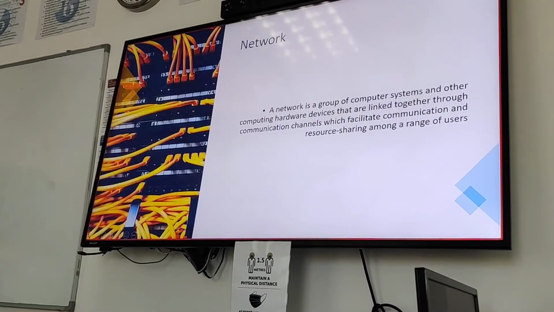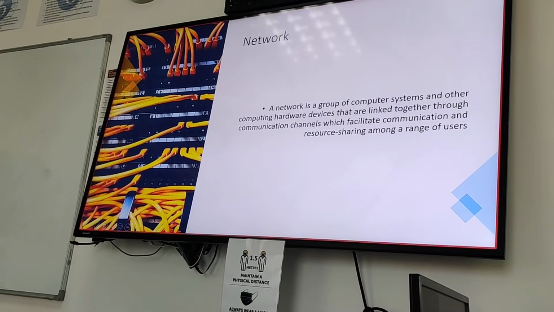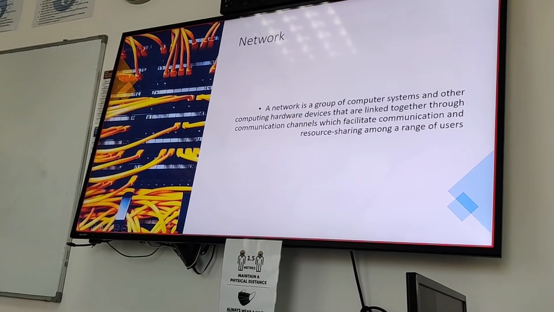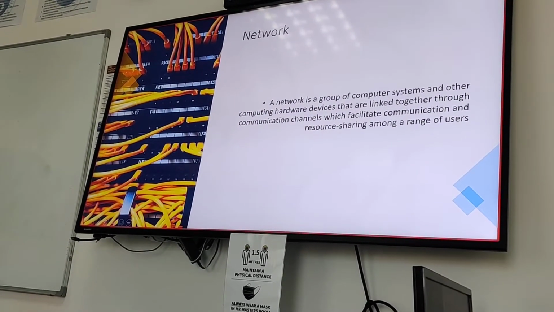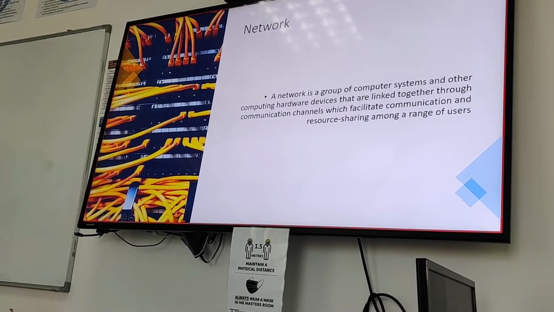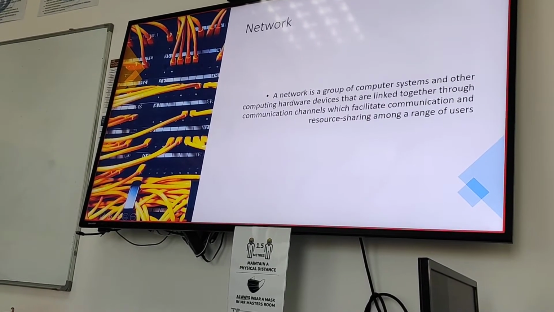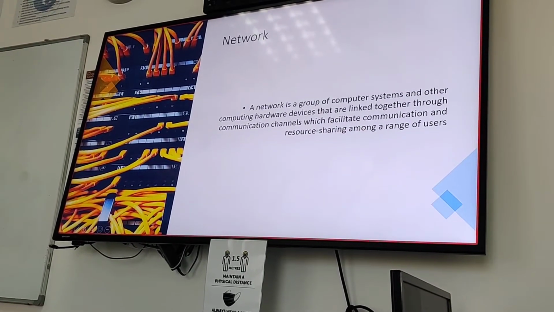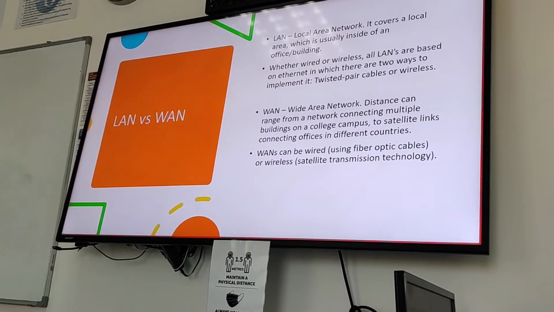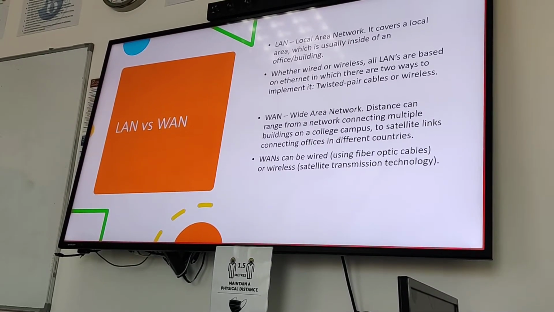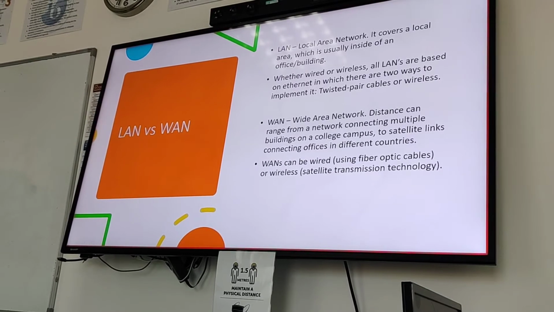Can you go next slide, please, sir? A network is a group of computer systems and other computing hardware devices which are linked together through communication channels which facilitate communication and resource sharing among a range of users. Obviously, there's a lot of networks. So the two most known ones are LAN and WAN.